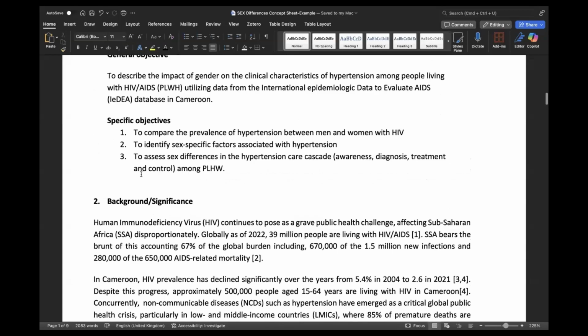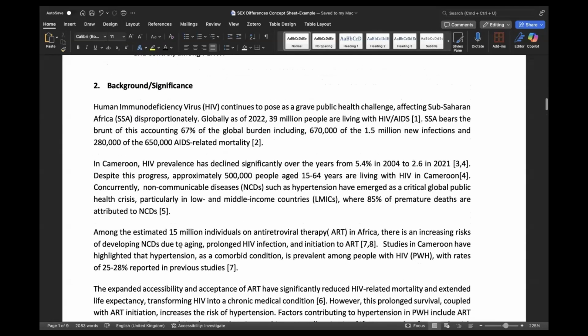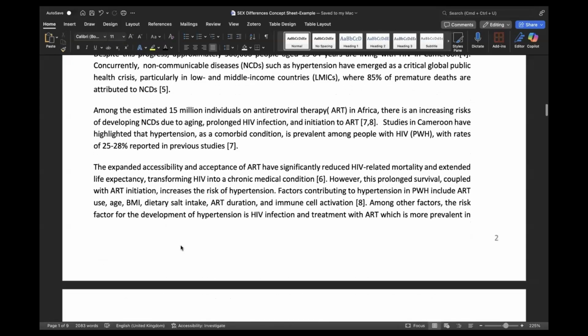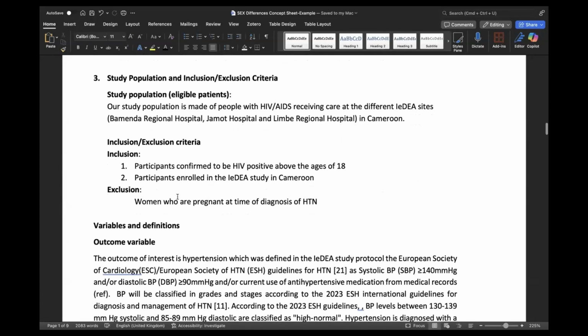So we then have the background and the significance. So this covers the rationale, what we know in the literature, what the gaps are, and so on. And then we have the study population, which is part of the methods: who the study participants are, the inclusion and exclusion criteria.